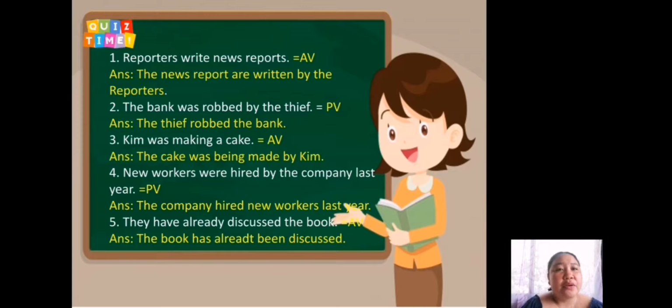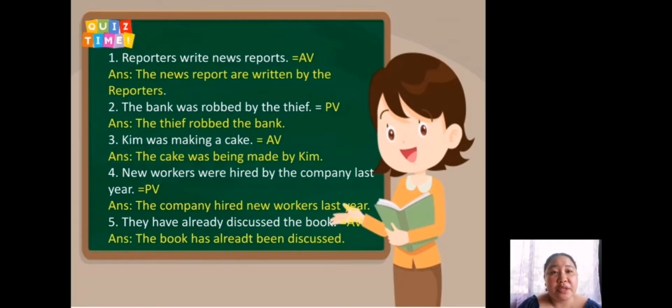Okay, number 1, reporters write news reports. It is in active voice. To convert it into passive voice, the answer is: the news reports are written by the reporters. That is the answer for number 1. Number 2, the bank was robbed by the thief. It is in passive voice, so we need to convert it into active voice. The answer is: the thief robbed the bank.